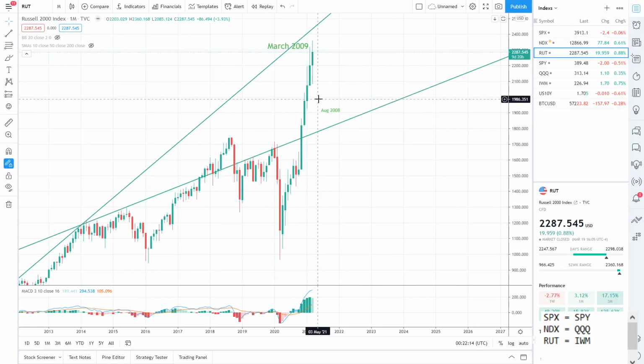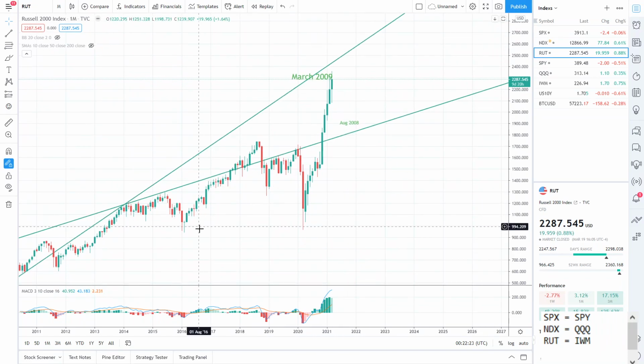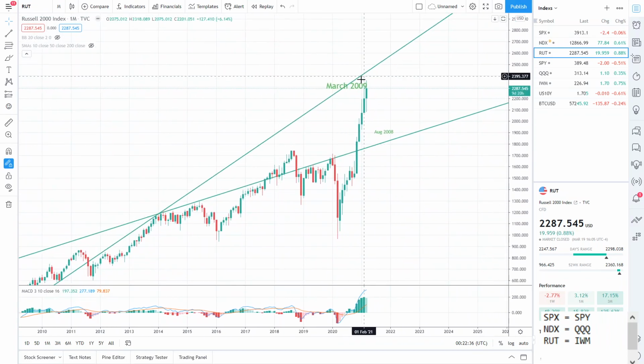The RUT. Let's look at the RUT. So obviously the IWM was not as affected by the tech bubble as the SPX and the NDX. So what we're doing on the IWM, the RUT, is we're going to look at the bottom of the financial crisis. So from March 2009, I connected a trend line to August, okay? And we can see that we're at this level of resistance.